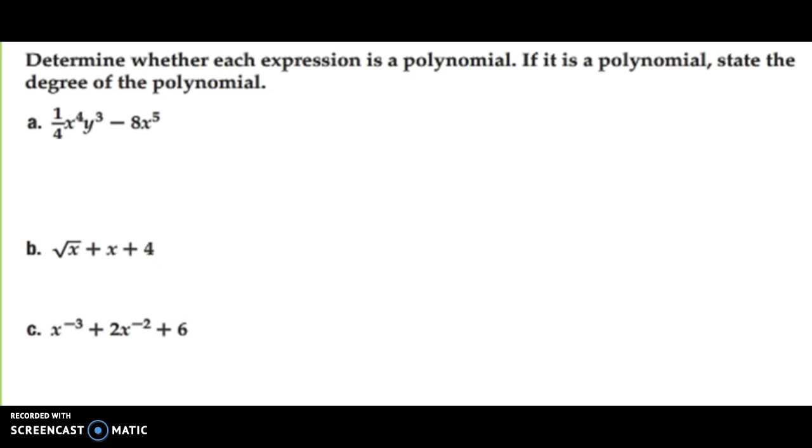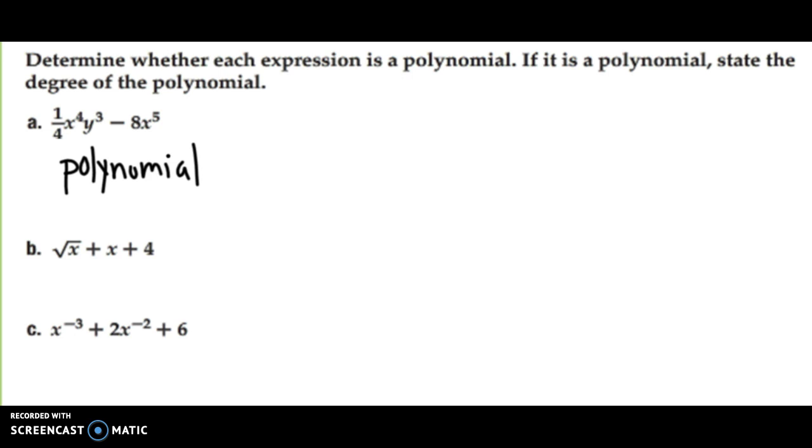So if I look at the first one, letter A, is this a polynomial? Well, I have x to the 4th and y to the 3rd and x to the 5th. So yes, this right here is an example of a polynomial. So I'm going to write polynomial. And now I'm going to find the degree.